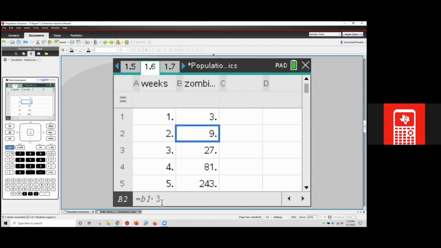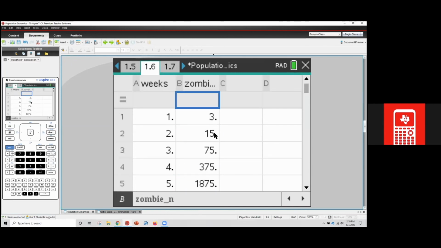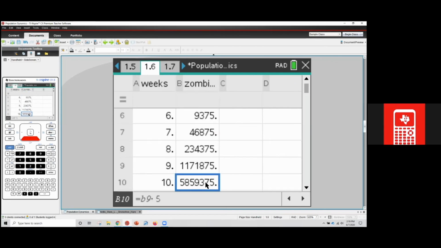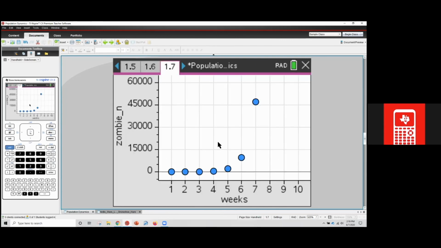So let's say our zombies are increasing at a much higher rate. So let's say at 5. And so we can take this and drag this down. Oops, too far. Get rid of that last one. And it increased significantly. And we can see that in our graph here as well.